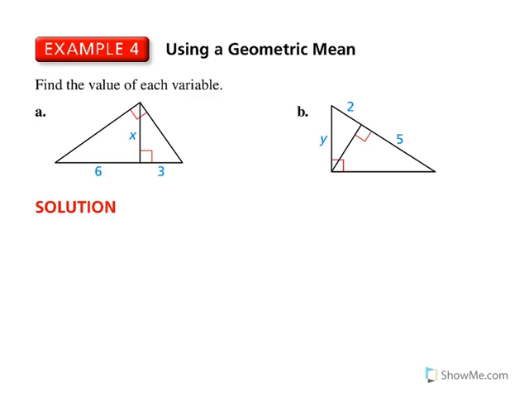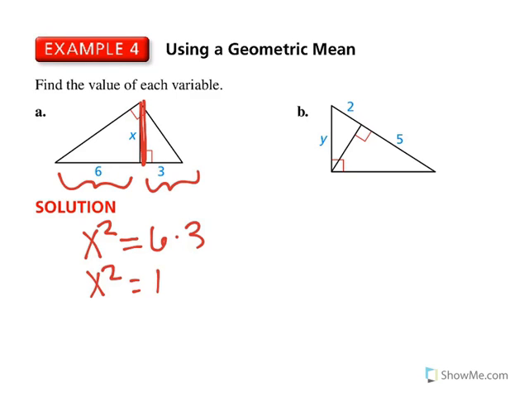Okay, so in A, here we have my altitude. So I know that my altitude squared is going to be equal to my two pieces multiplied together, so 6 times 3. Okay, so x squared is equal to 18, and if I take the square root of both sides, I get the square root of 18, and you have to think to yourself, okay, is 18 in simplest radical form? Well, it's not. So you have to reduce it.